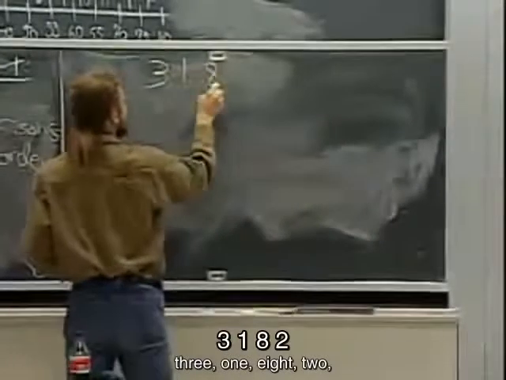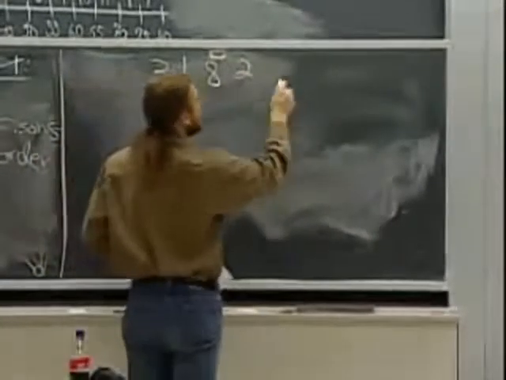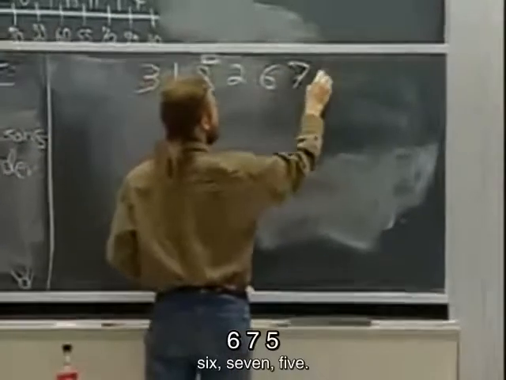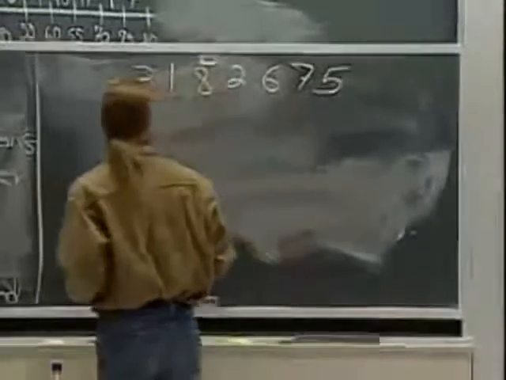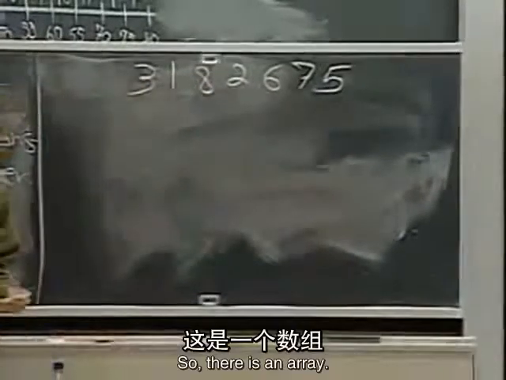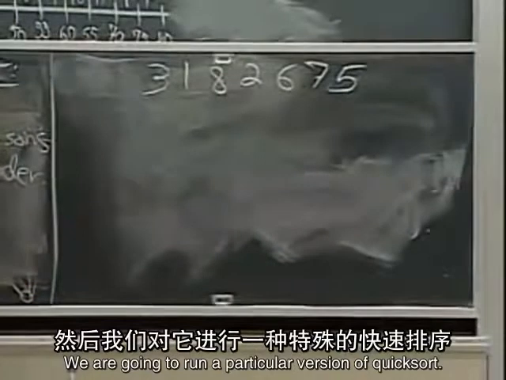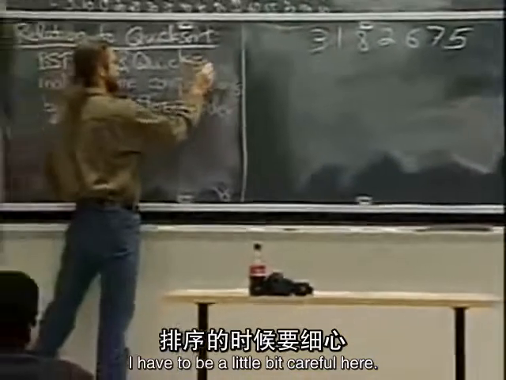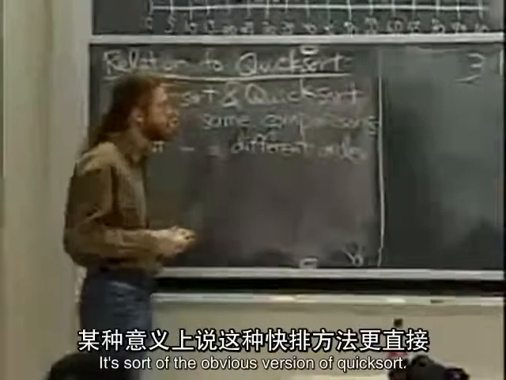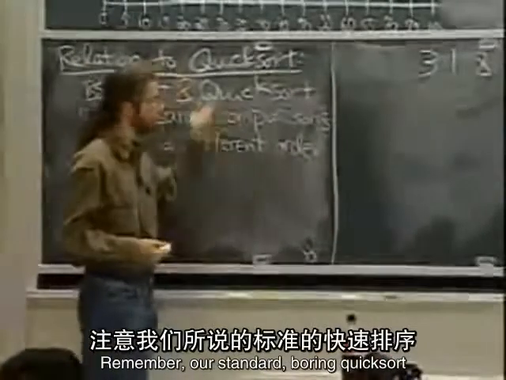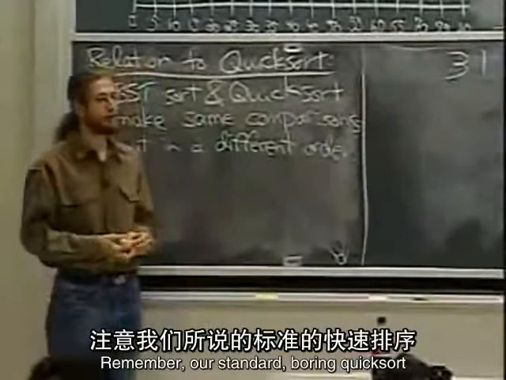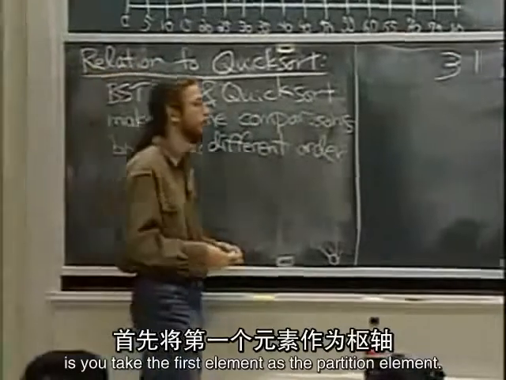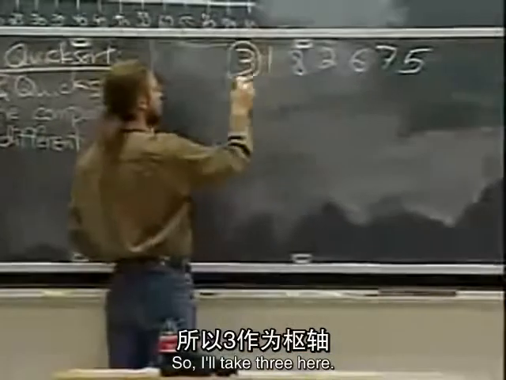3, 1, 8, 2, 6, 7, 5. So there's an array. We're going to run a particular version of quicksort. I have to be a little bit careful here. Sort of the obvious version of quicksort. Remember, our standard boring quicksort is you take the first element as the partition element. So I'll take 3 here.